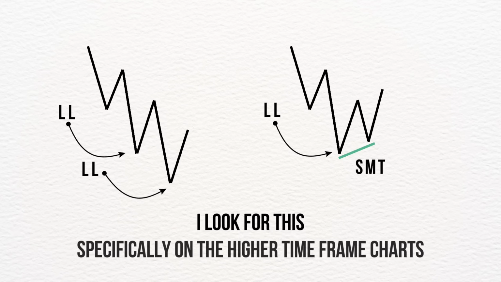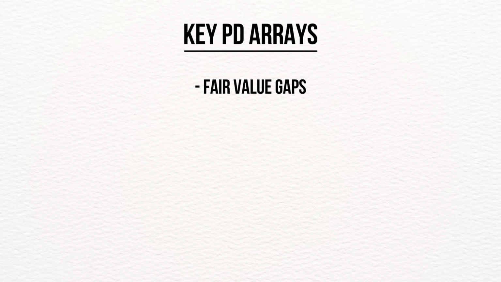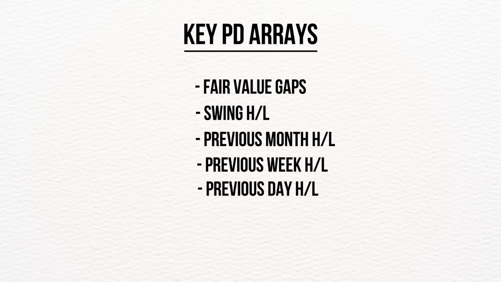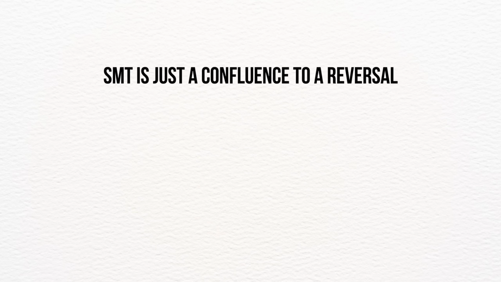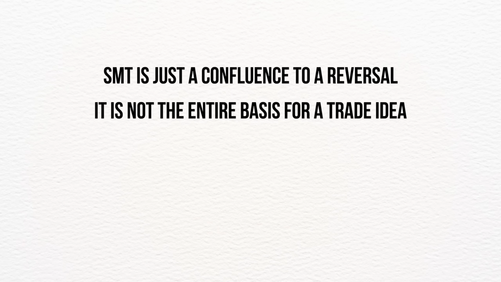I look for this specifically on the higher time frame charts at key PD arrays. So we're talking fair value gaps, swing highs, swing lows, previous month's highs and lows, previous week's highs and lows, and previous daily highs and lows. To make it clear, SMT is just a confluence to a reversal. It is not the entire basis for a trade idea.